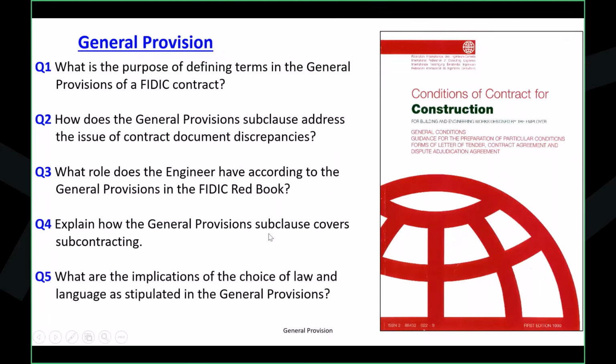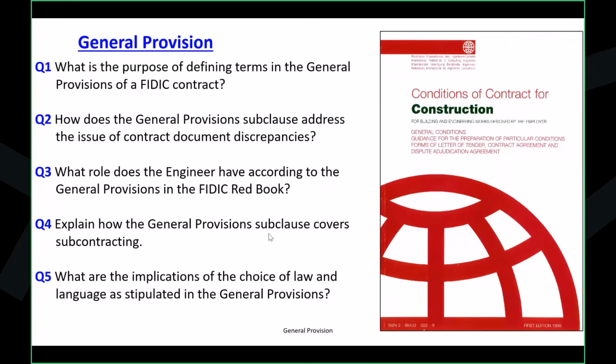And also, what are the implications of the choice of law? Governing law is very important. Subclause 1 talks about the governing law. Now let me ask you a question. Can we have a contract in the Gulf region or any country where some of the contract provisions are against the governing law? It is contradicting with the governing law. Can we have it? It's not possible, isn't it?